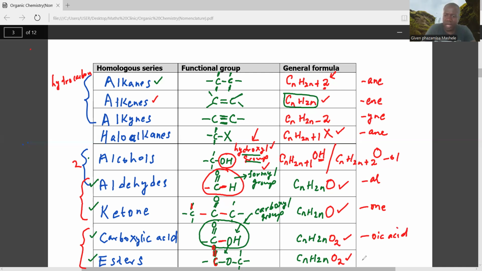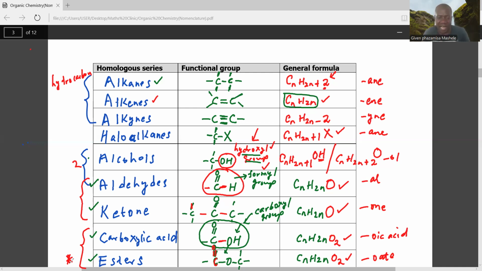Then ester, it's anoate. Ester, it's anoate. We'll spend more time on this ester. So make sure that you stay tuned. And whenever you do not understand, ladies and gentlemen, then you can reach out to me. So it's very important, ladies and gentlemen.